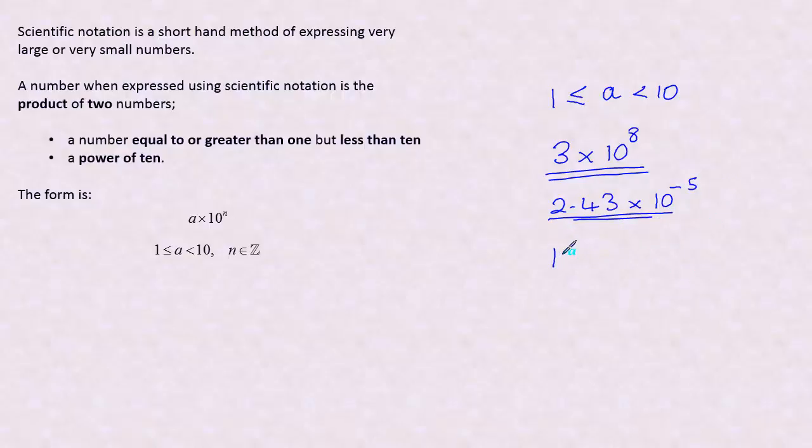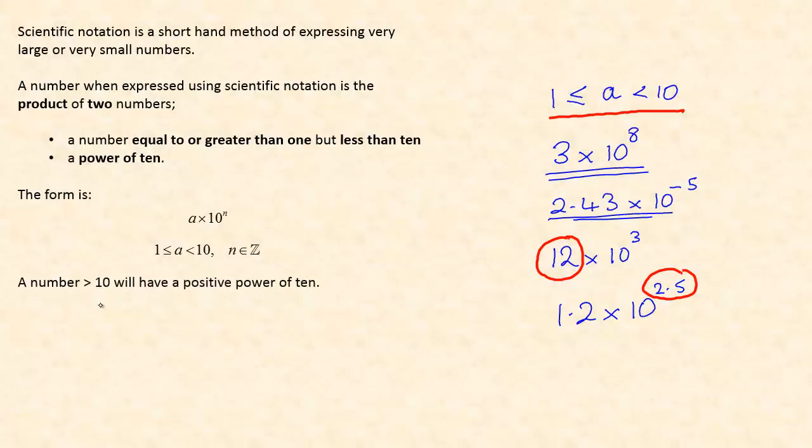But if we had 12 times 10 to the power 3, that wouldn't be in scientific notation because, of course, we have something here that isn't in this range. If you had 1.2 times 10 to the 2.5, that wouldn't be in scientific notation because the number here is not an integer.